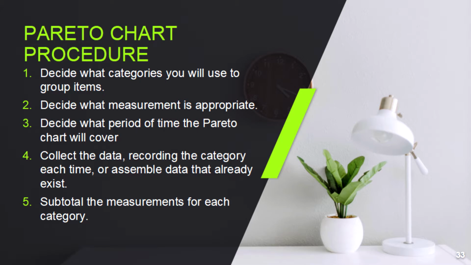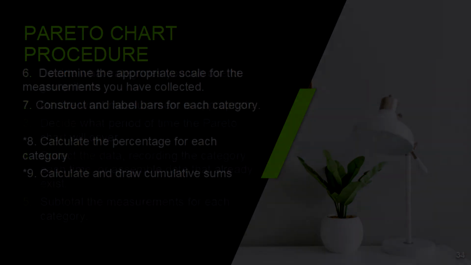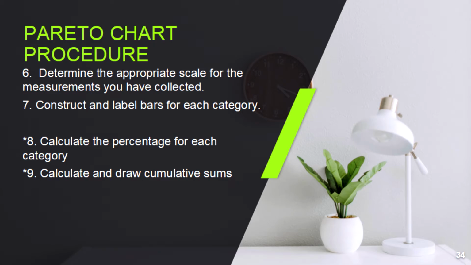Fifth is, subtotal the measurements for each category. Sixth procedure, determine the appropriate scale for the measurements of the data you have collected. The maximum value will be the largest subtotal from step 5. But in here, you will consider the two optional steps 8 and 9 below. The maximum value will be the sum of all subtotals from step 5. Mark the scale on the left side of the chart.